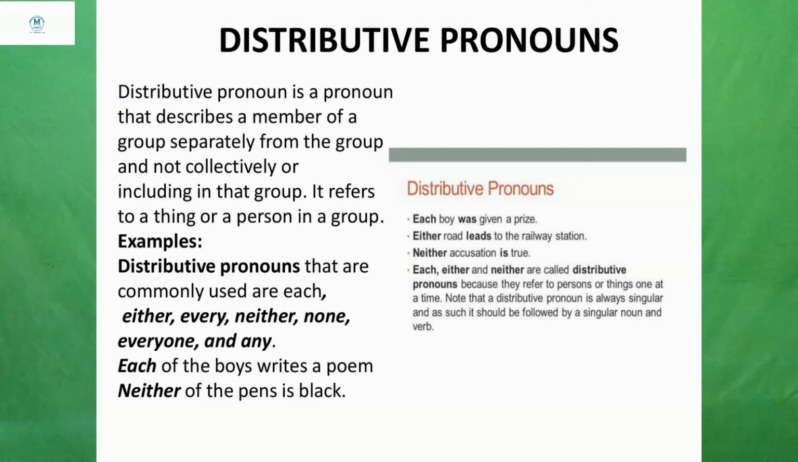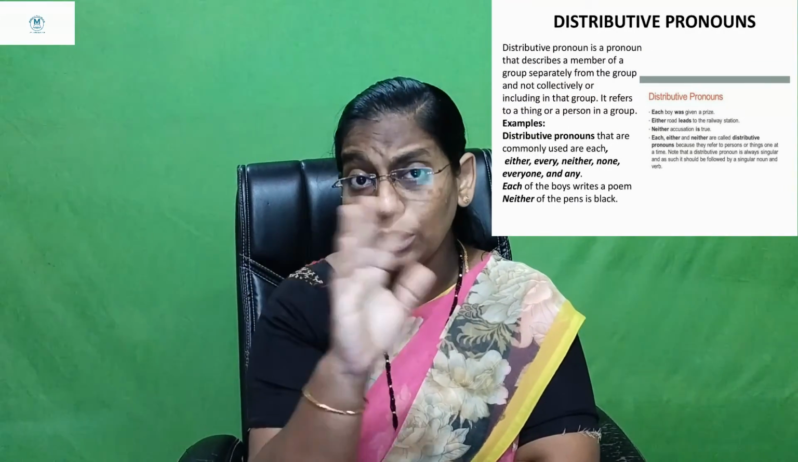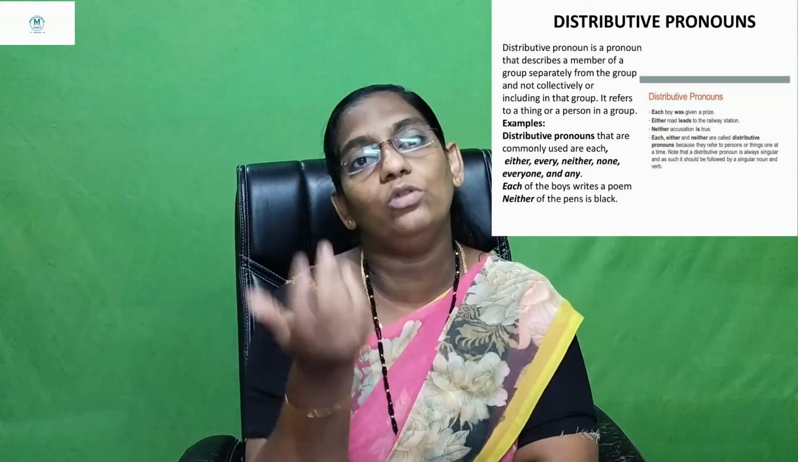So either, neither, each, these all are distributive. When you are talking about a single thing in a group, means out of a group, a thing or a person in a group, you are discussing an issue. Means in a group you are talking about a person. Out of 100 people, about each person you want to say. About each thing you want to say. In that scenario we use each. Or else when you are talking about two things, in that scenario we use either. Either means about the two things you want to discuss. In that scenario you use either.